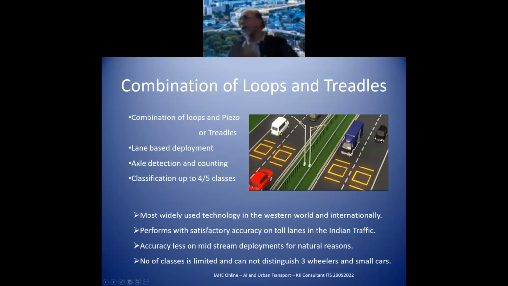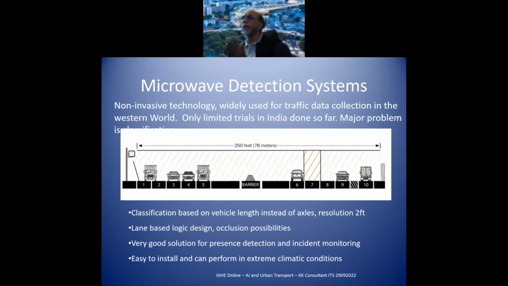This is the most widely used technology till recent years. It performs with satisfactory accuracy on toll lanes, even in Indian traffic. Before magnetic and infrared detection came up, all Indian toll networks used this particular combination for pre and post vehicle detection. But in the midstream, because of the lane system, it gives less accuracy. And again, it cannot distinguish 3-wheelers and small cars and that kind of thing that we have in India, for example.